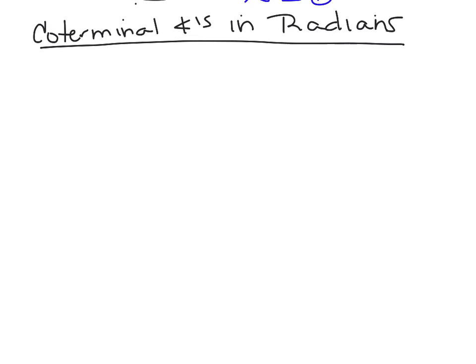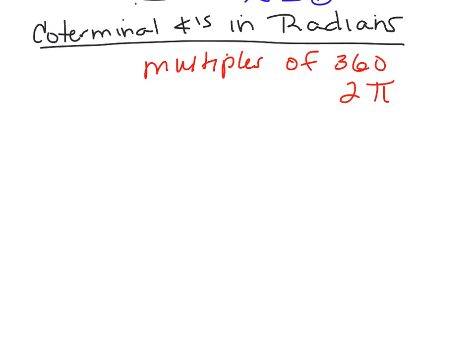Okay, so coterminal angles in radians. We did coterminal before. Remember, coterminal means it's an angle that shares the same terminal side of a given angle that's in standard position. Those are multiples of 360 degrees. Now remember from before, 360 degrees is 2 pi, because we are going to stay in radians.